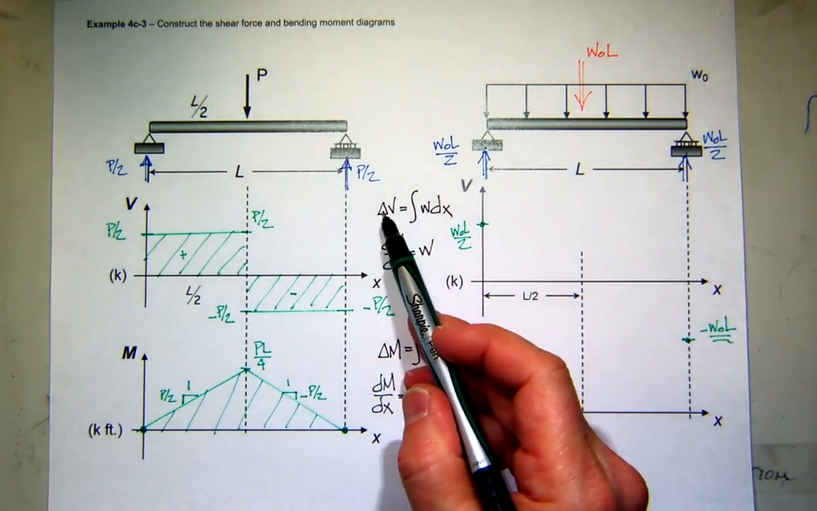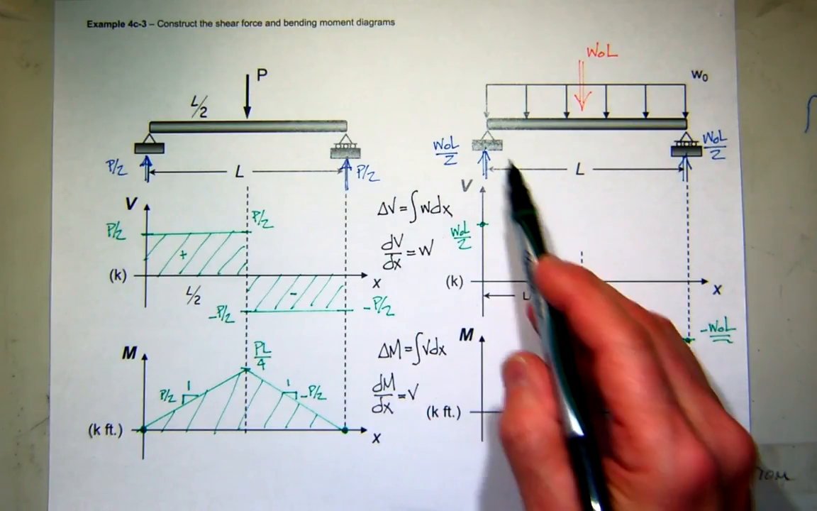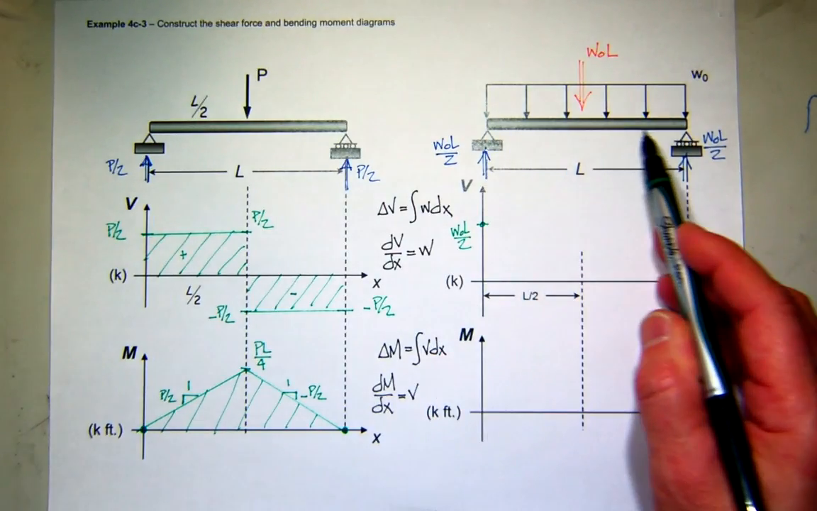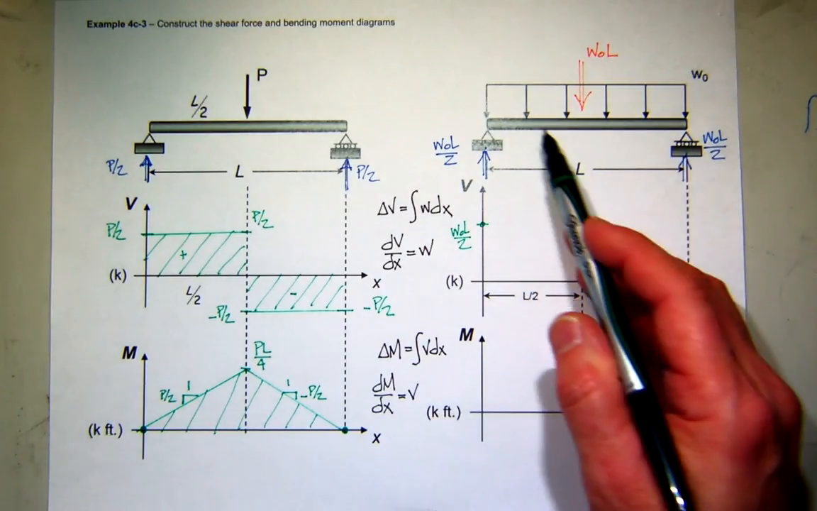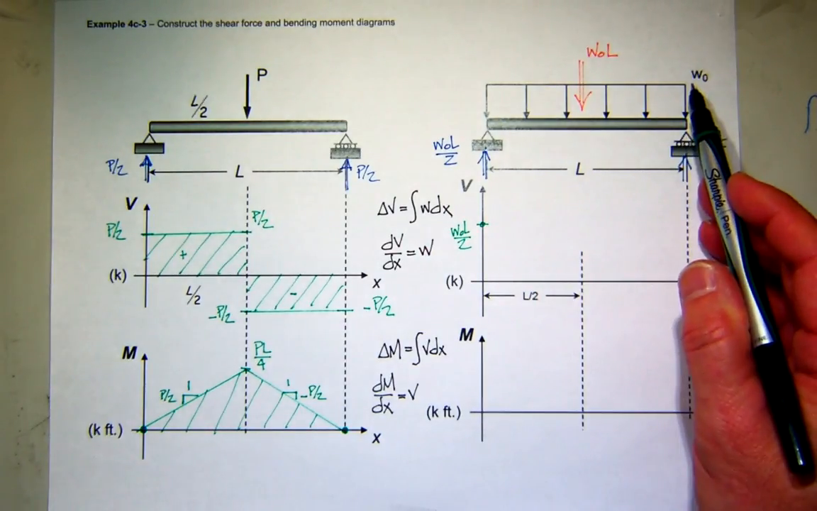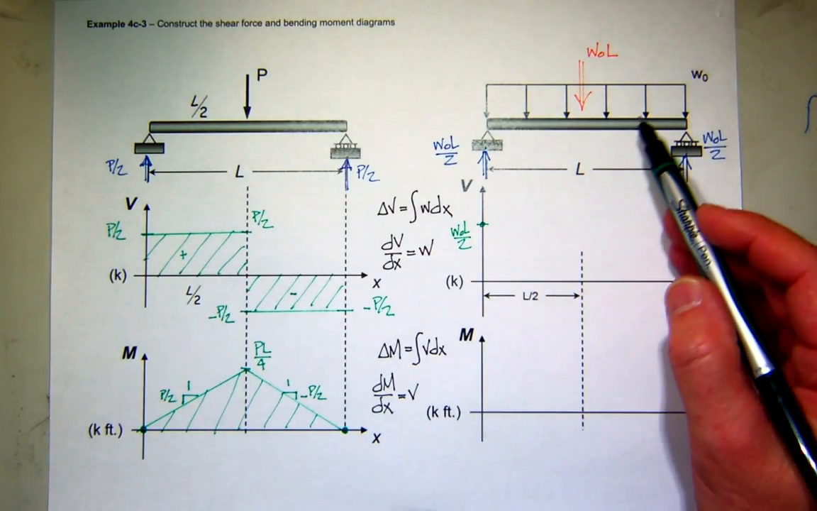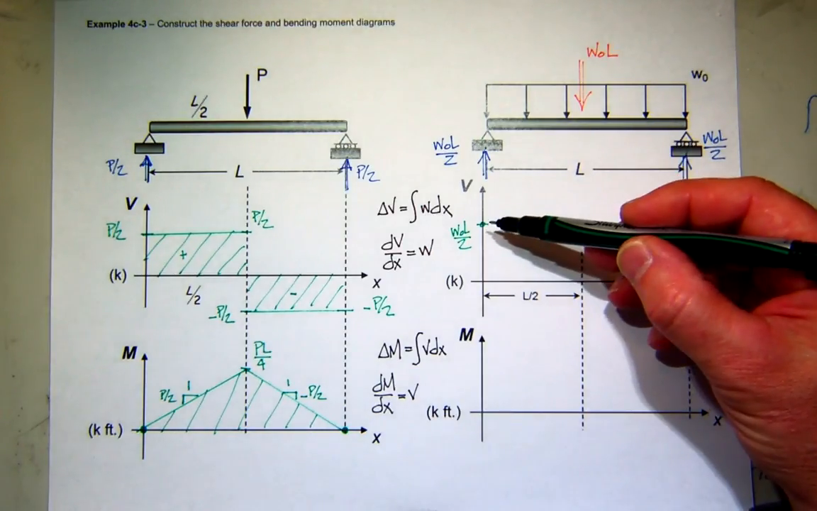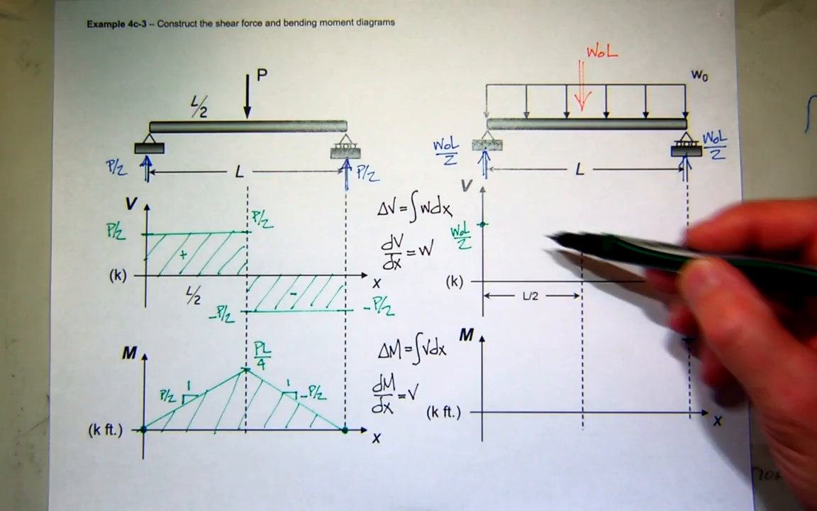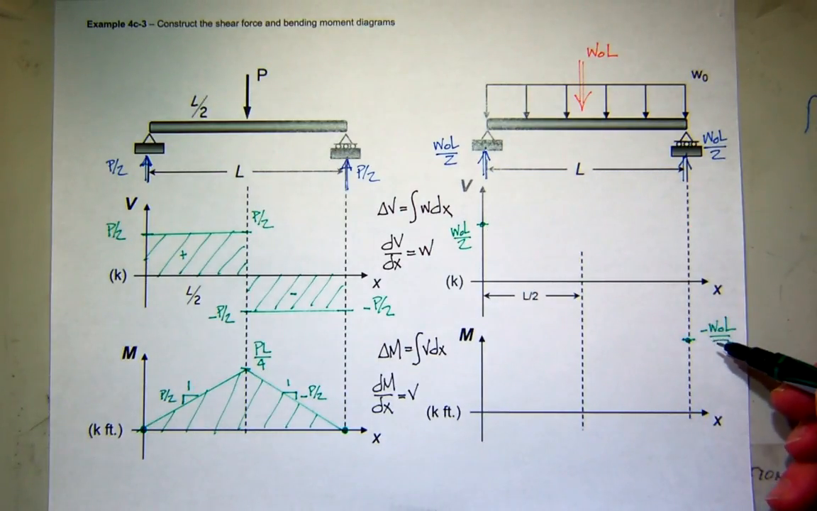The change in shear is the area of the load diagram. The load diagram is continuous across the whole structure. What's the area of that curve? Well, it's a rectangle, so it's just base times height, W naught over L, and that load is positive or negative? Negative. So if I start at W naught L over 2 and subtract W naught L, I do in fact get negative W naught L over 2.